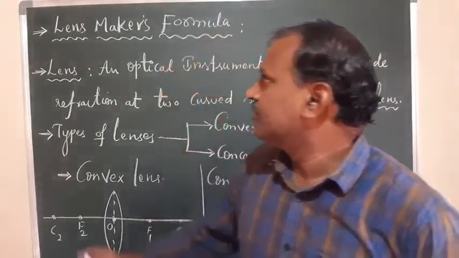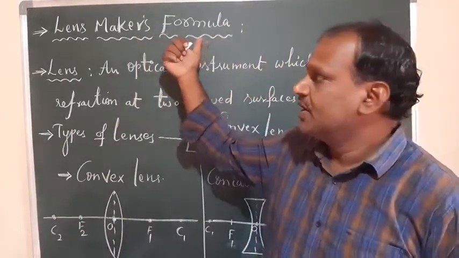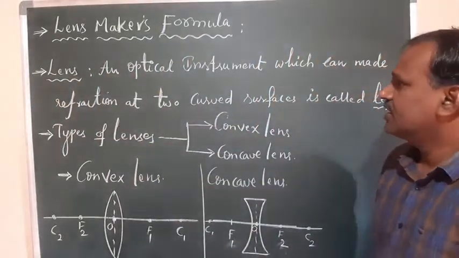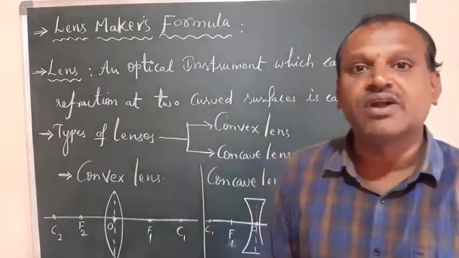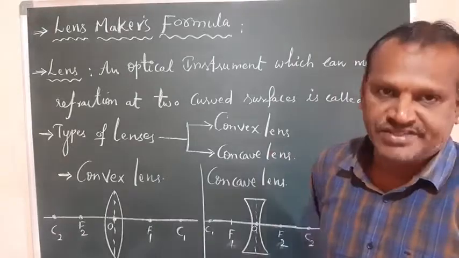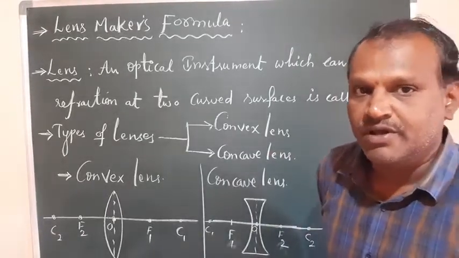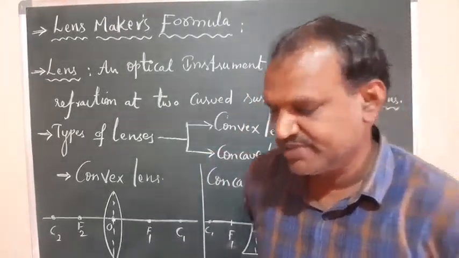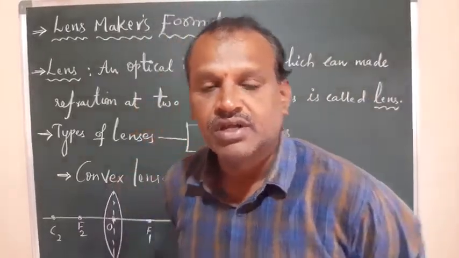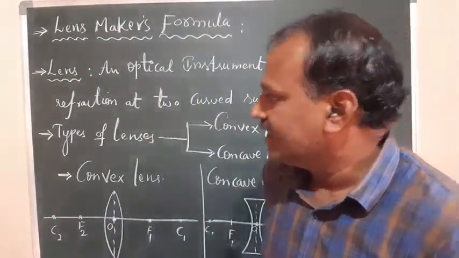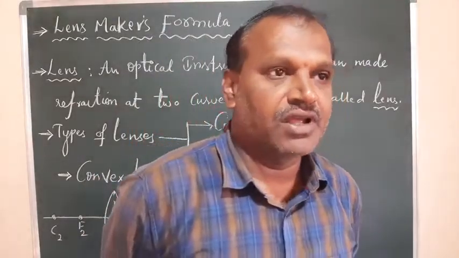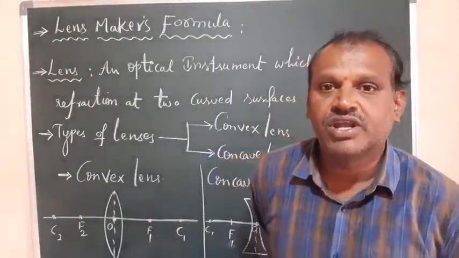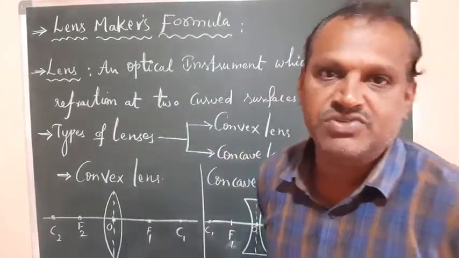Here I have given the heading lens maker's formula. What is a lens? It is an optical instrument or optical device which can make refraction at two spherical or curved surfaces. It is a device in which two refractions can take place, and that type of optical instrument we call a lens. It is an optical glass device which has two curved surfaces at which the refraction takes place, which is called a lens.